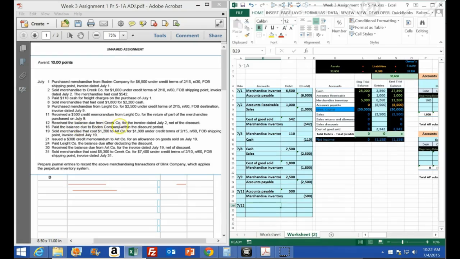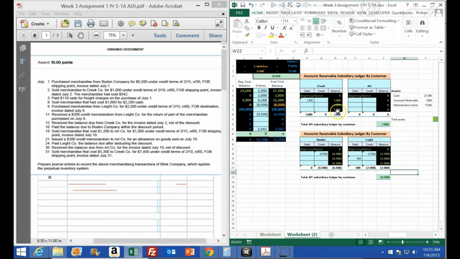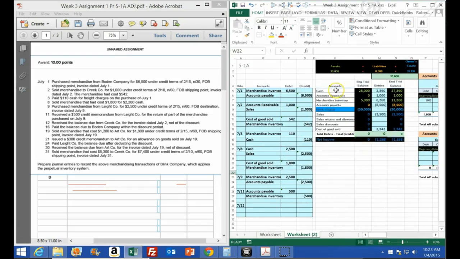Receive the balance from Creek Company for the invoice dated July 2nd, net of the discount. So if we think about this, we can first think about, is cash affected? And we're going to say, yeah, we received cash. Cash is a debit balance. We're going to make it go up by doing the same thing, which in this case would be another debit. So we're going to increase the cash. And what they're paying us is because that we did work in the past, meaning we gave them the product in the past. Therefore, we're not going to credit sales.